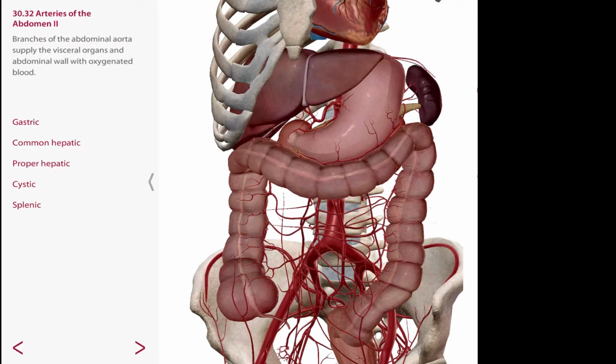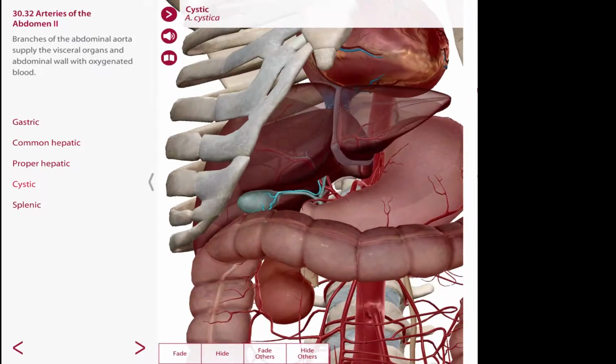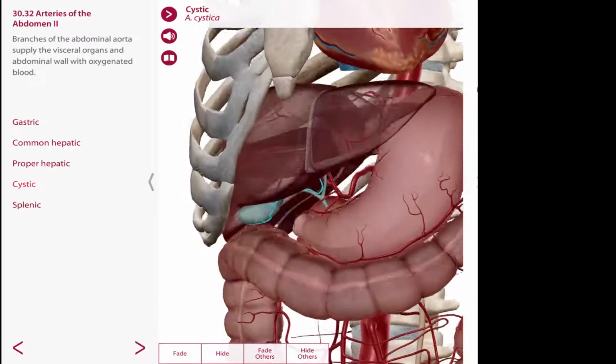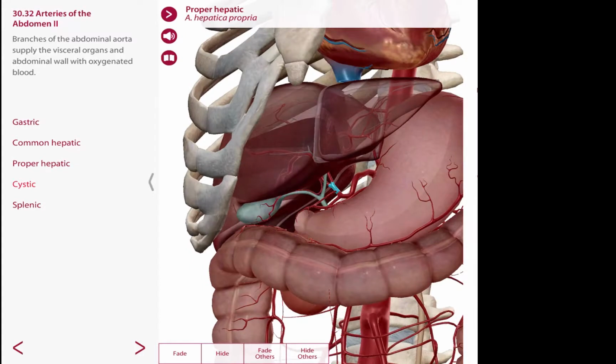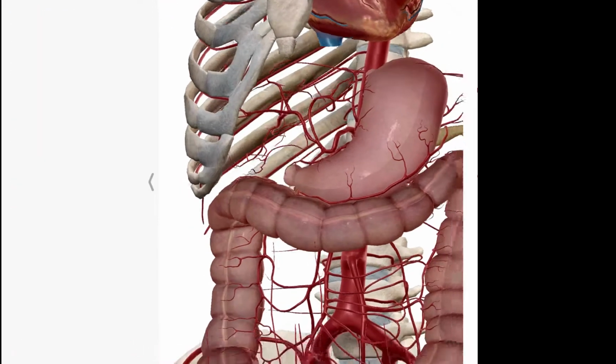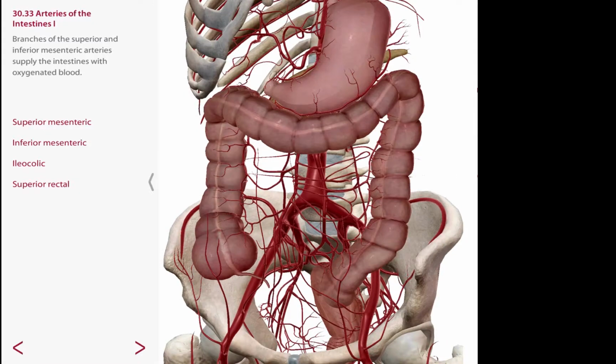Cystic is a funky one. That's the one you're going to forget. The cystic feeds the gallbladder, and that one comes in right here. And it's kind of a neat one because it comes off of that hepatic circulation. And then you can work out what some of these other ones are.